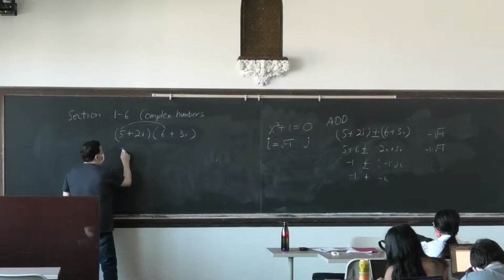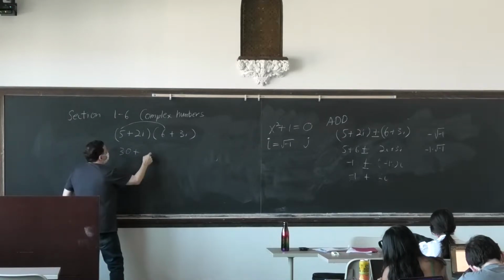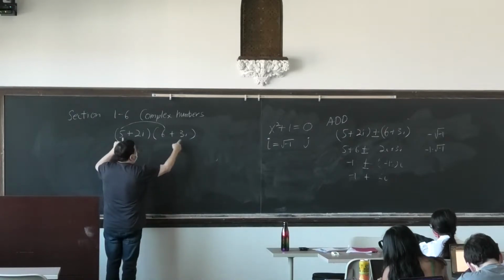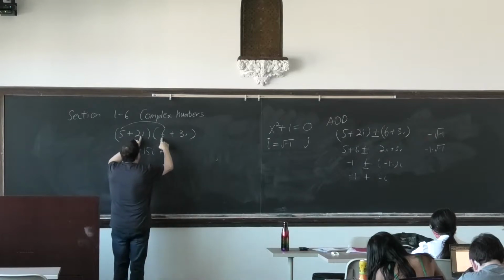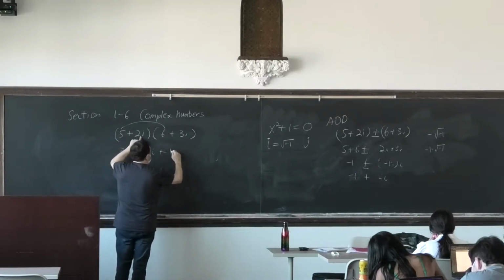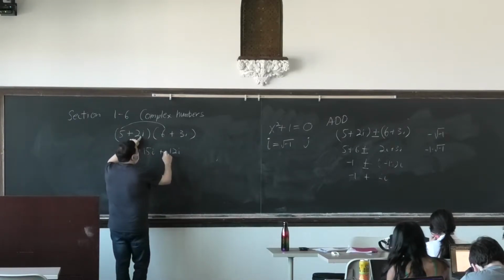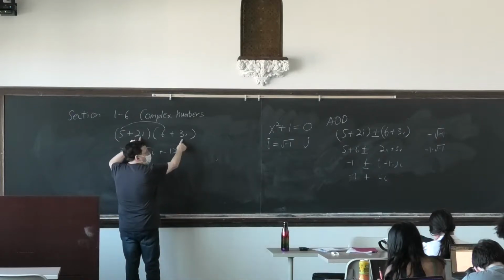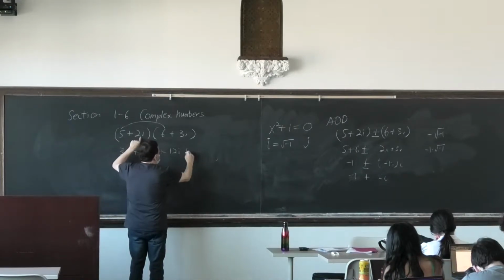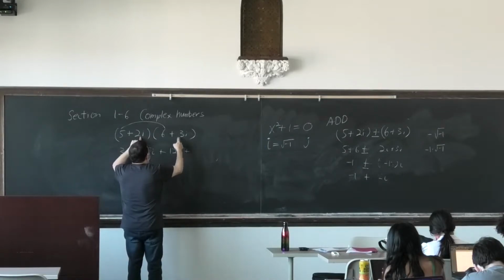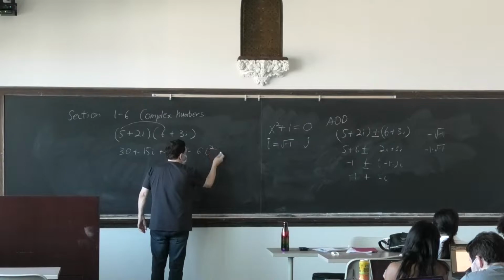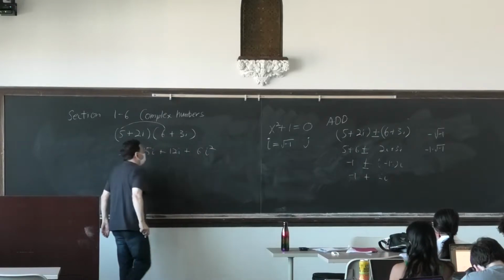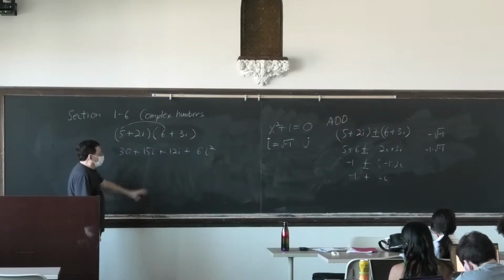First, 5 times 6 is 30. The outer is 5 times 3i, it's 15i. The inner is 2i times 6, which is 12i. And here's the part where you have to pay attention. 2i times 3i is 6i squared. Let's leave that for a second.